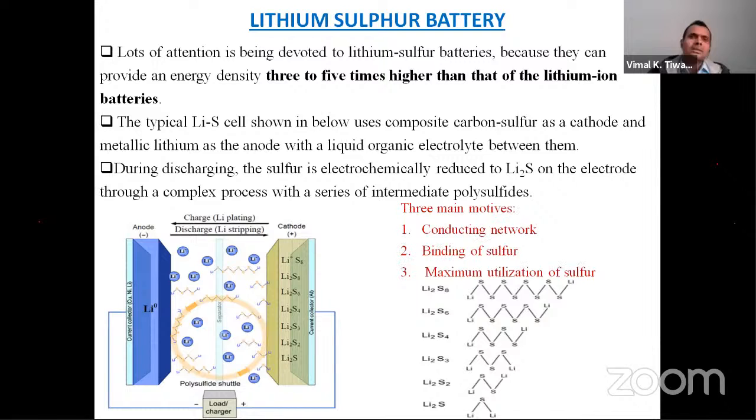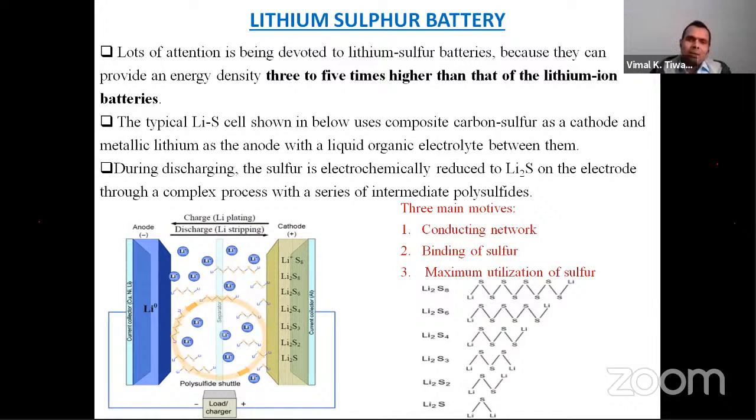But with lithium sulfur battery, there is a problem. And there are mainly three challenges we need to overcome. So one is the conducting network. So as I told, cathode is made of sulfur, but electron is coming from the external circuit, and this cathode should be conducting. Okay, and sulfur is insulating. So we need to mix good conducting material where we can propagate the electron. Another is binding of sulfur. So we know that the sulfur binding is very poor. It will easily dissolve.